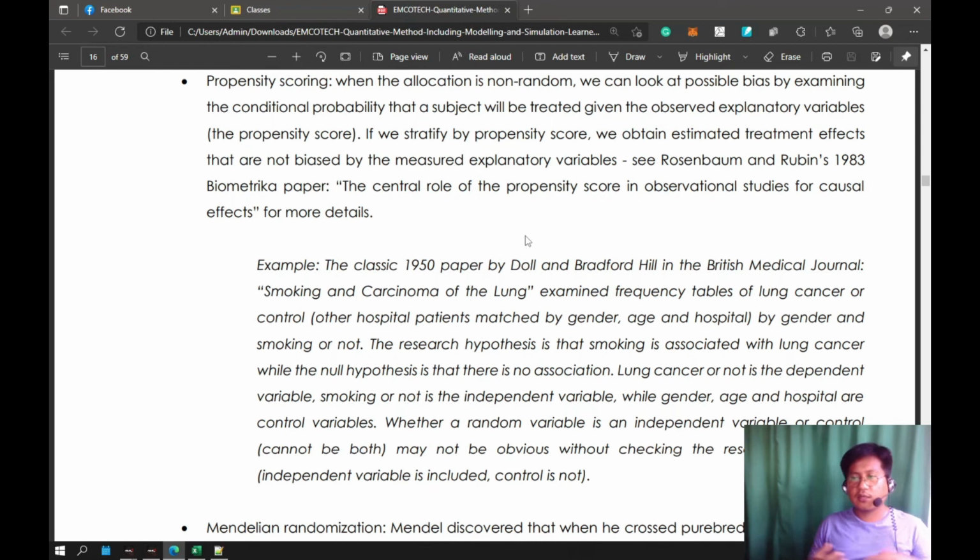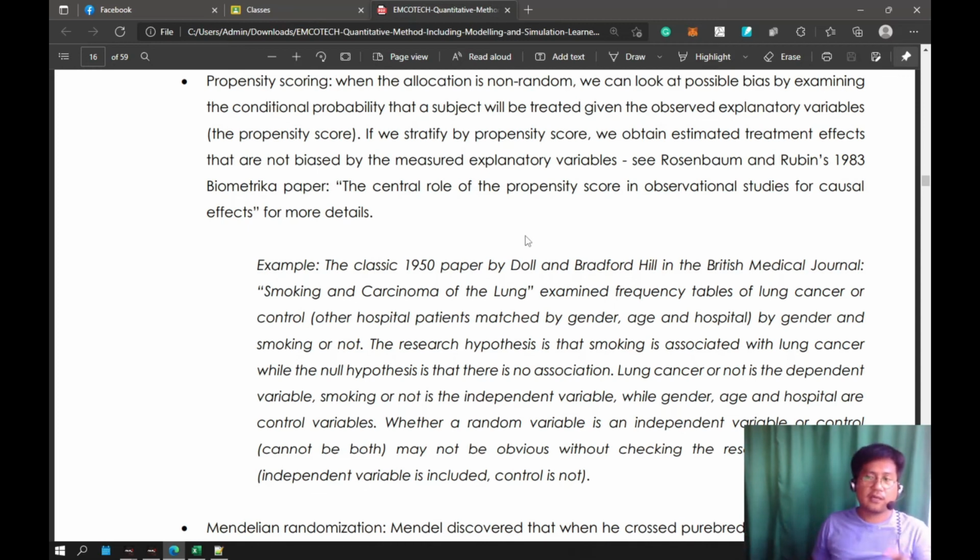Lung cancer or not is the dependent variable. Smoking or not is the independent variable because it is the one that we are going to test, whether smoking or not smoking has an effect on lung cancer. So lung cancer or no lung cancer is the dependent variable. It depends on the independent variable, the one that we are testing, smoking or not smoking.